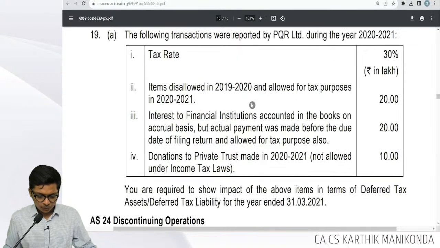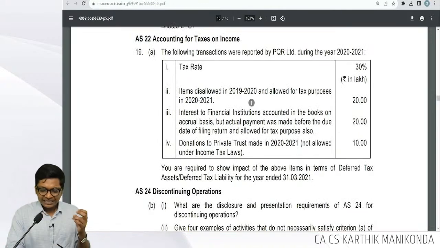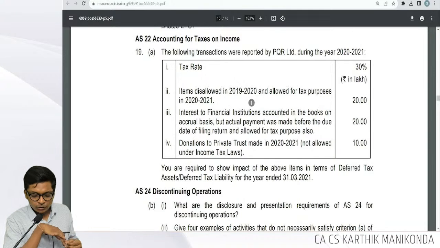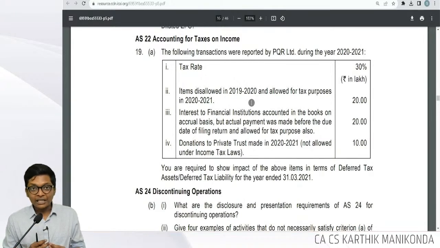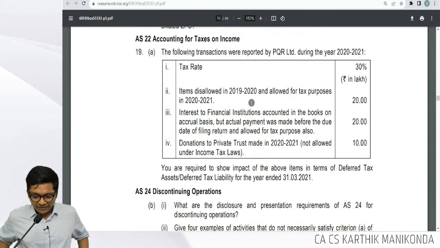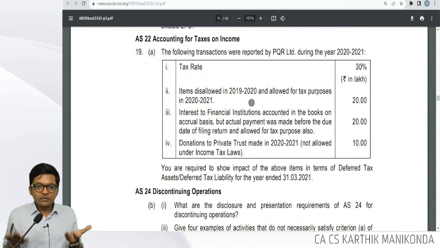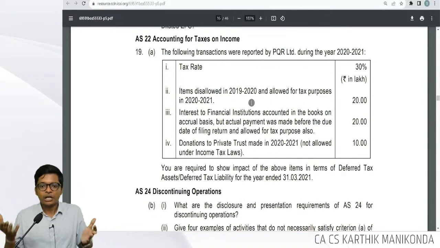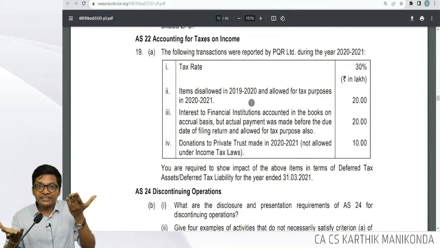No, this is a different question. So fairly simple. Tax rate is 30%. Items disallowed in 19-20, allowed for tax purpose. This would have already been allowed in accounts. Interest to financial institutions in accounting books on accrual basis, but actual payment in tax books 20 lakhs. Donations to private trust not allowed under income tax law. Now, because of these three transactions, your accounting profit and tax profit will change.